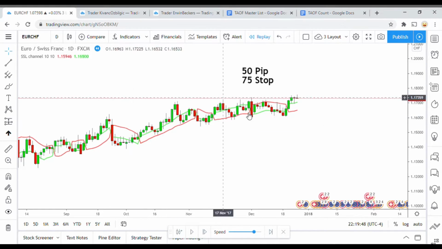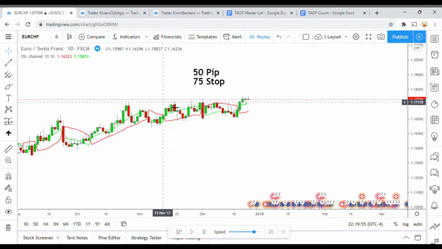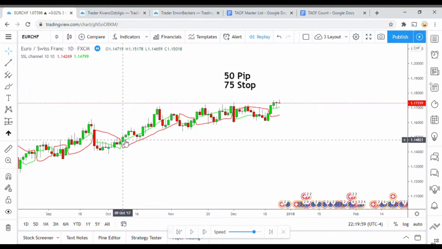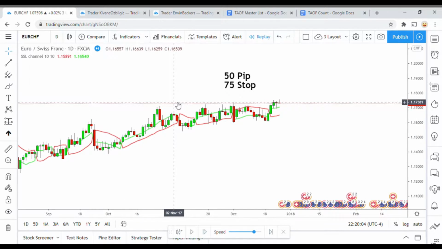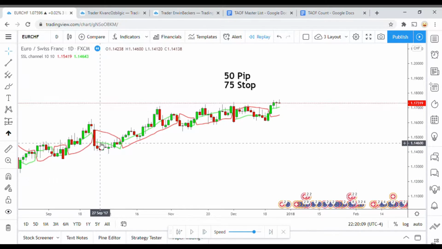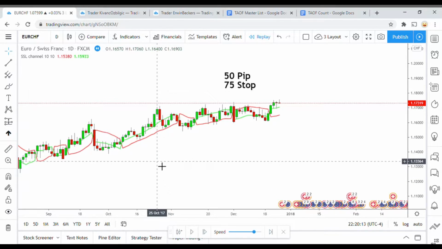If you've never seen the SSL indicator, it is a two-line cross indicator. It has the green line and the red line. And when a cross takes place, so when the green line jumps above the red line, that is a signal to go long. When the red line jumps above the green line, that is a signal to go short. Pretty simple setup, not too much to it.